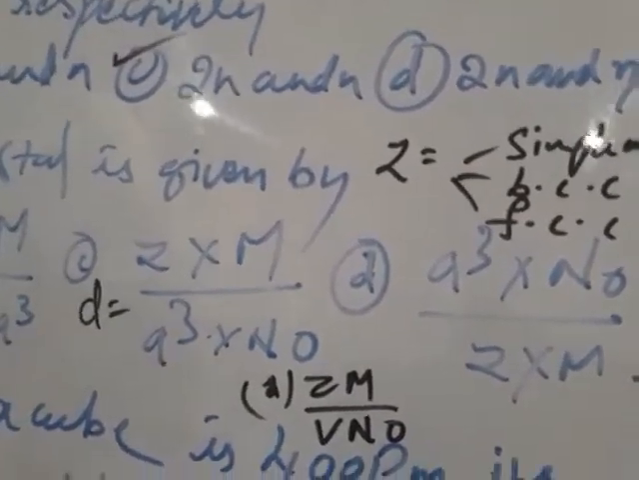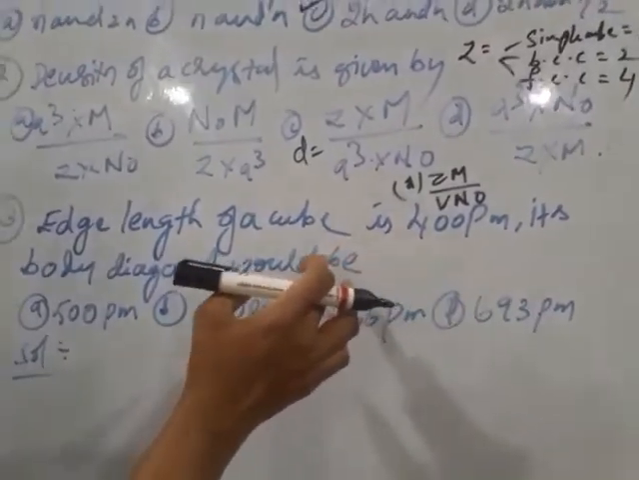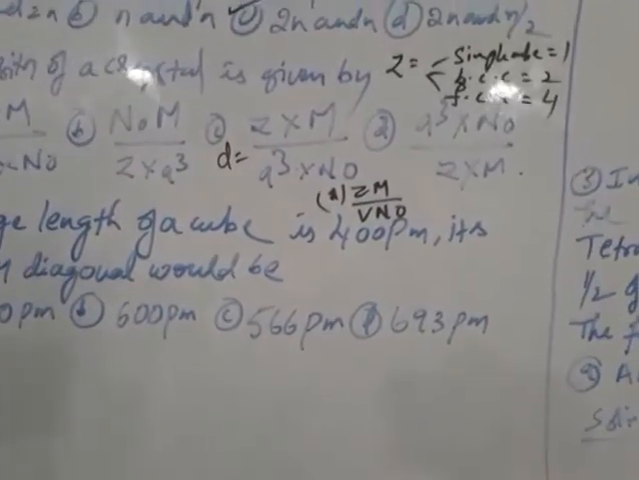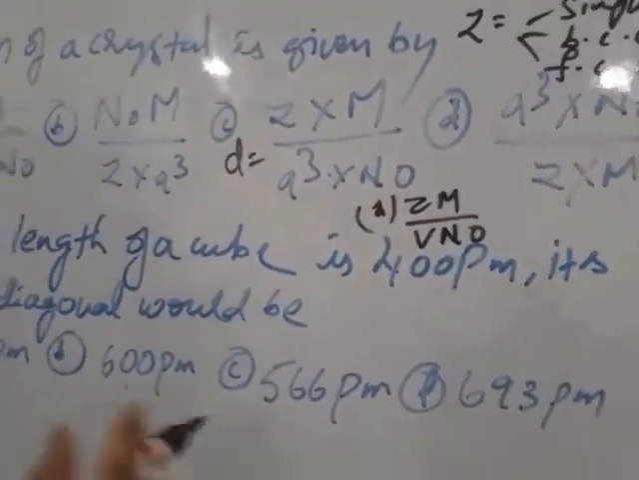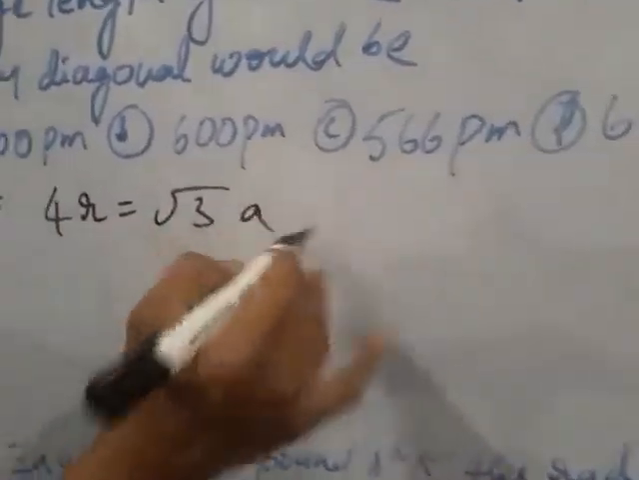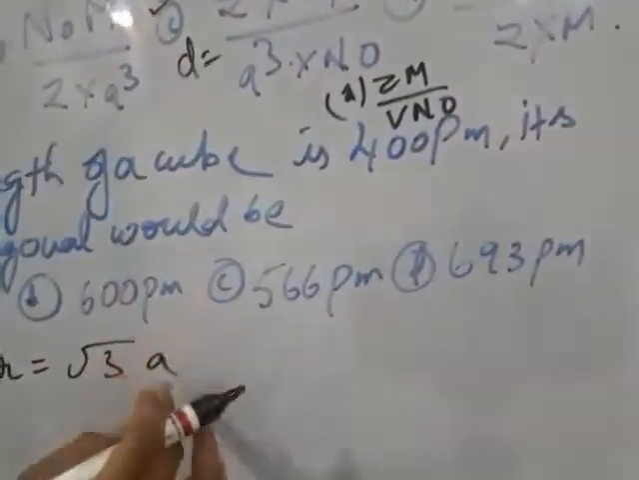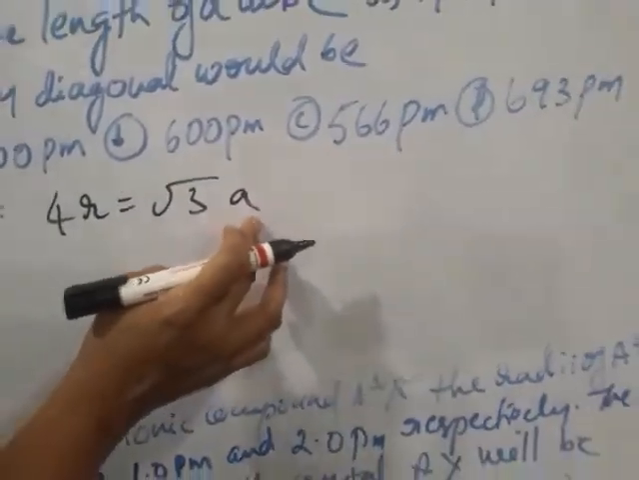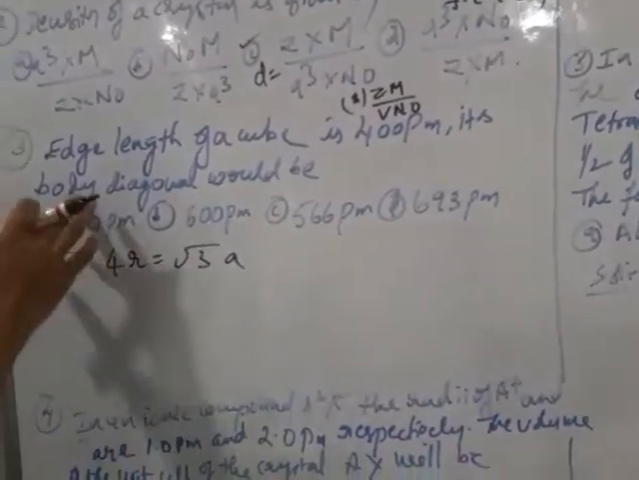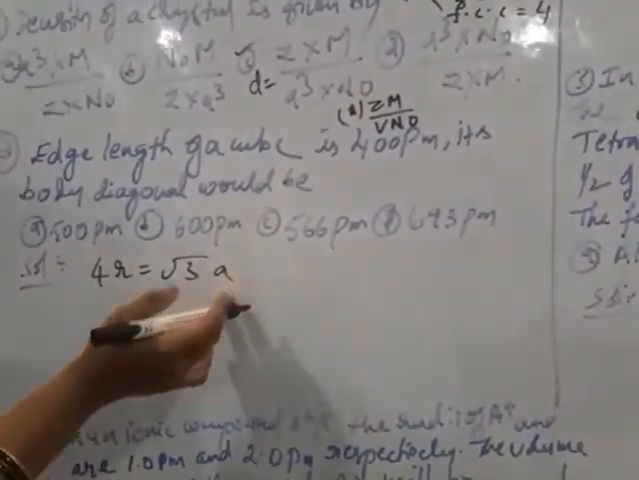Next, the edge length of a cube is 400 picometers. Its body diagonal would be, so you have to calculate the body diagonal. To calculate the body diagonal, the formula is 4r is equal to root 3 into a. Here the edge length a is given. a is 400 picometers. So the body diagonal is also in picometers.